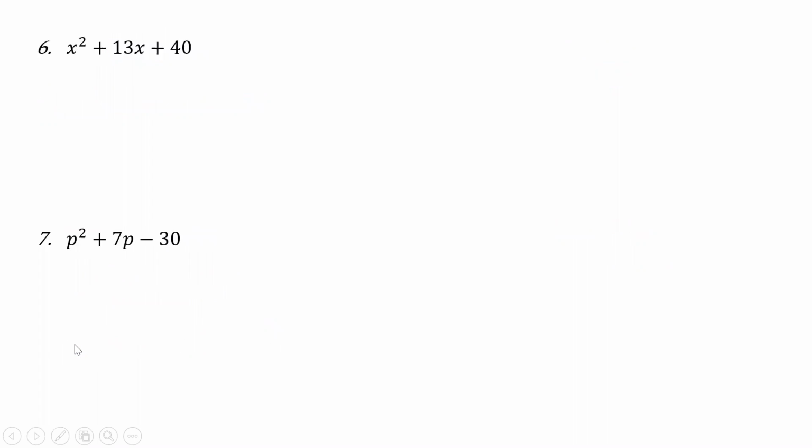All right. So here we have another one, and they're both plus again. So what does that tell us? That's going to give us a plus on both of them. So we're going to have x plus, we're going to have x plus. Okay. Now we need factors of 40 that add to 13.